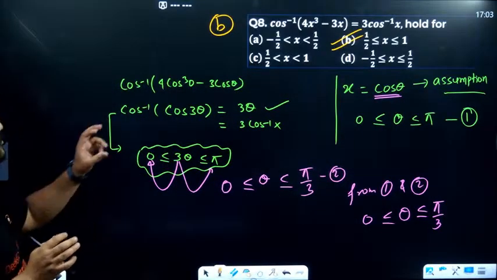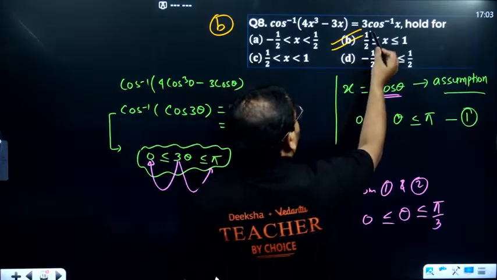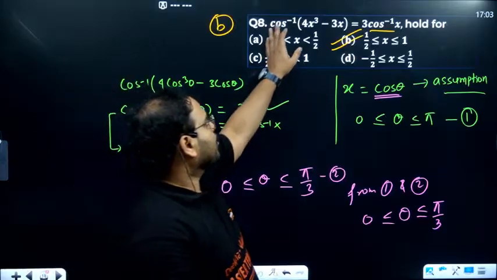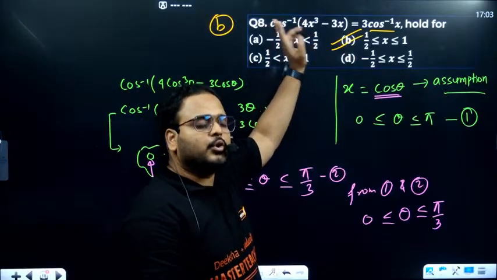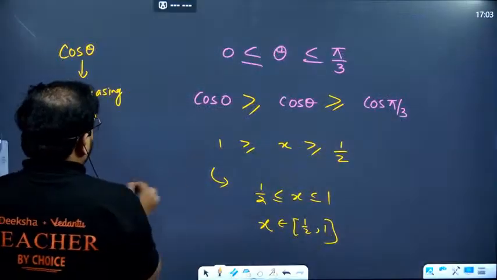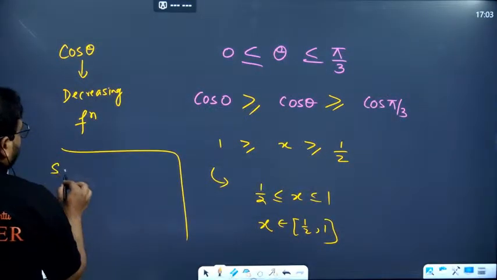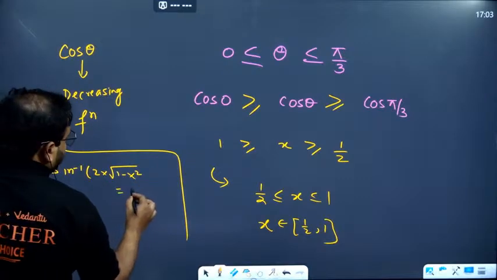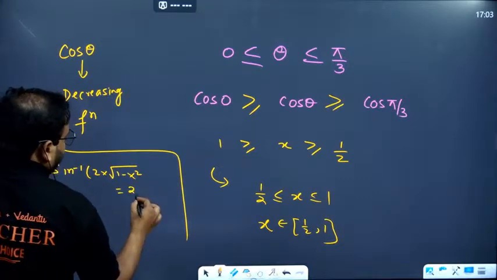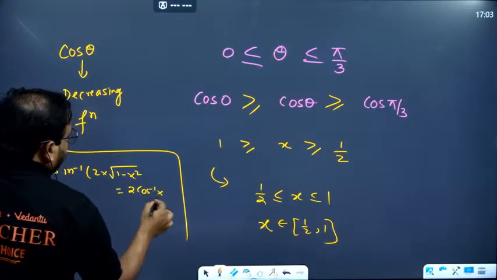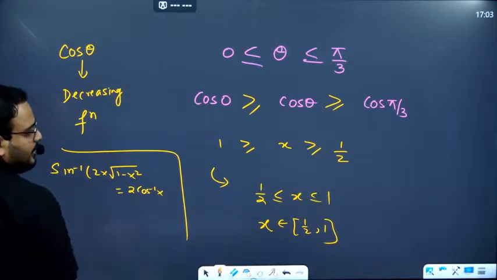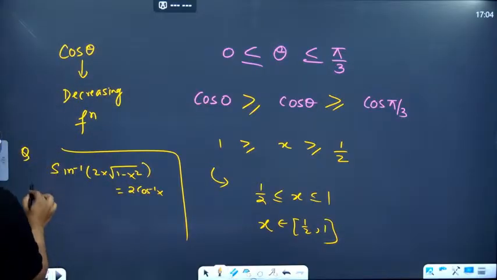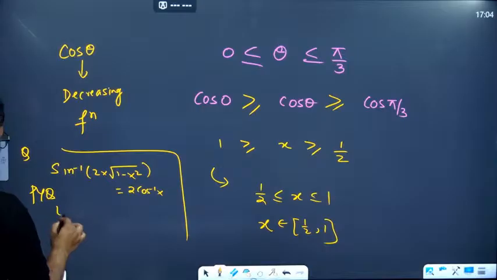Sometimes they ask this question in terms of 3 cos inverse, sometimes 2 cos inverse also. They write it as sine inverse of 2x root of 1 minus x square equal to 2 cos inverse of x, or sometimes they'll write it as 2 sine inverse of x also. They can ask this question. This is the alternative. This kind of question is also there for the PYQ of the boards.